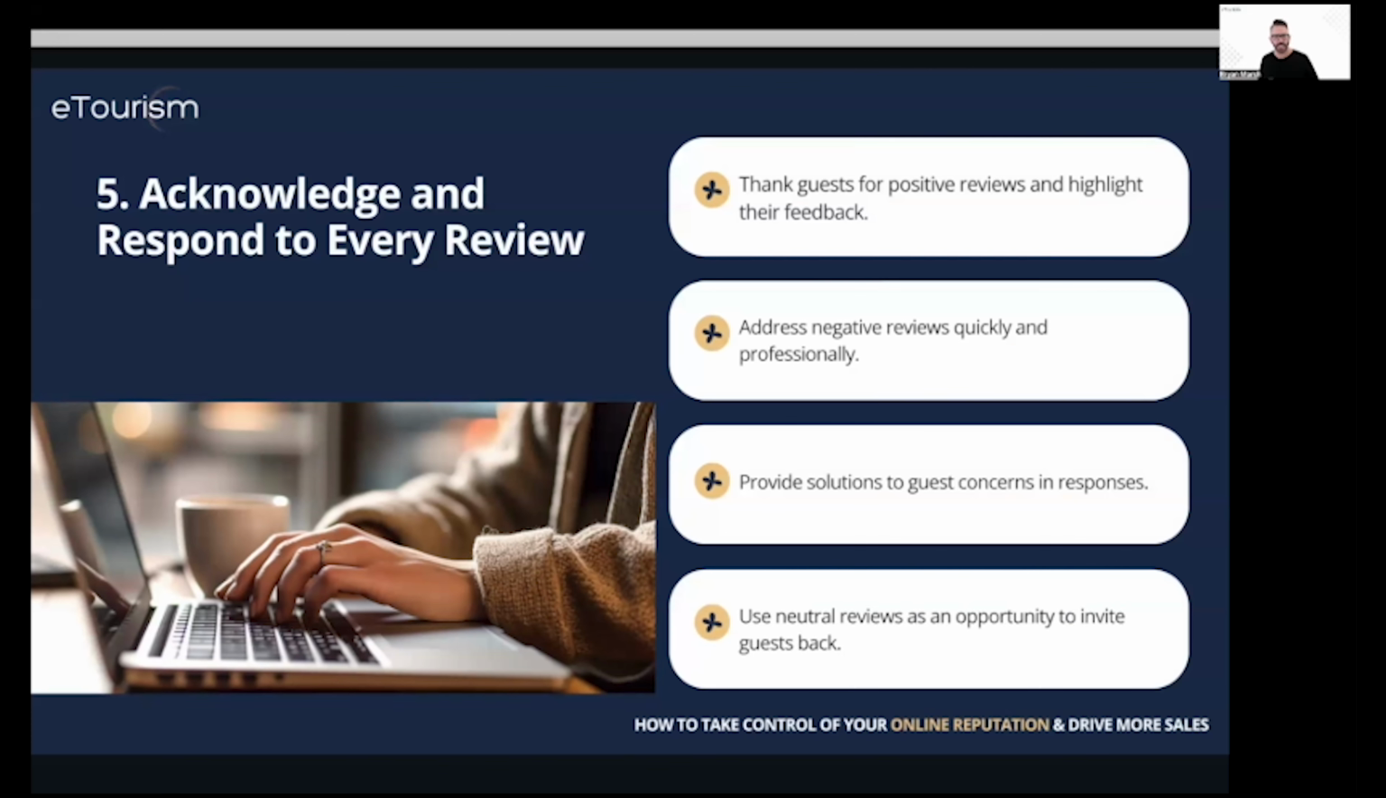Number five, acknowledge and respond to every review. We saw the statistic, 77% of travelers are more likely to book accommodation if the owner, manager, someone of responsibility responds to reviews. 85% of users agree that a thoughtful response to a negative review improves their impression of the hotel just by responding. And I know it's difficult. I know it's hard. I know it's time consuming and it's the last thing you think about, but you can see that it turns into money.